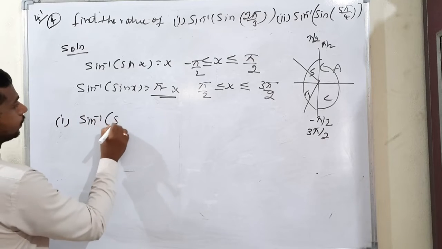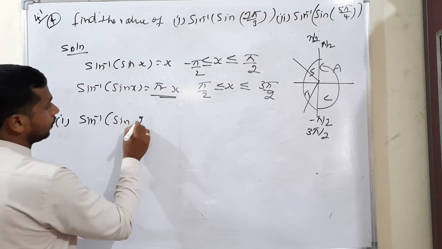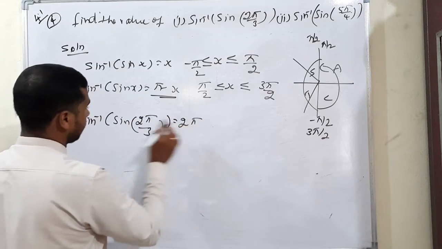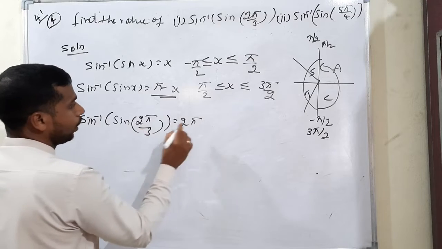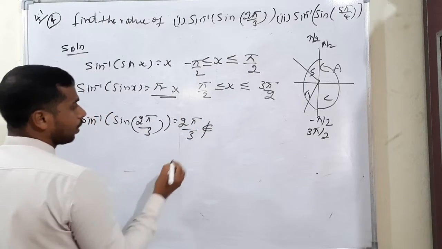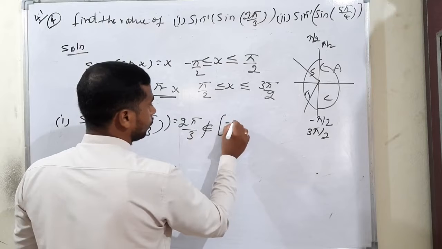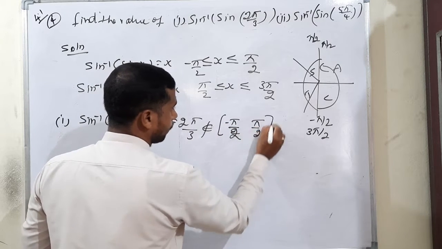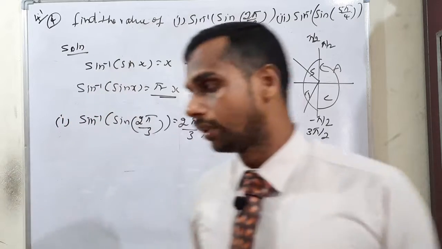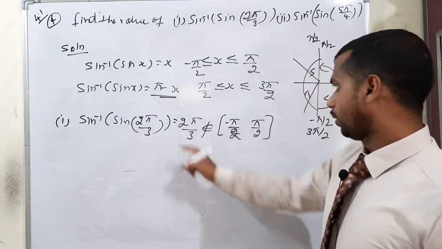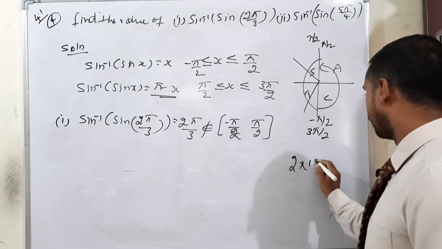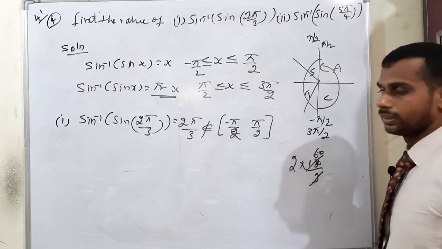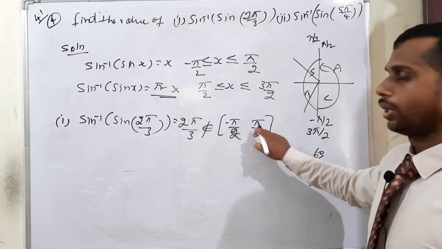Okay, I am moving to subdivision 1. Sine inverse of sine 2 pi by 3. So definitely we can say sine inverse of sine x is equal to x, meaning the x value is 2 pi by 3, but it does not belong to negative pi by 2 to positive pi by 2. Why am I saying it does not belong? What is the value? 2 pi by 3, pi we know is 180, isn't it? So 180 divided by 3 is 60. So 2 into 60 is 120, which is more than the range negative 90 to positive 90.